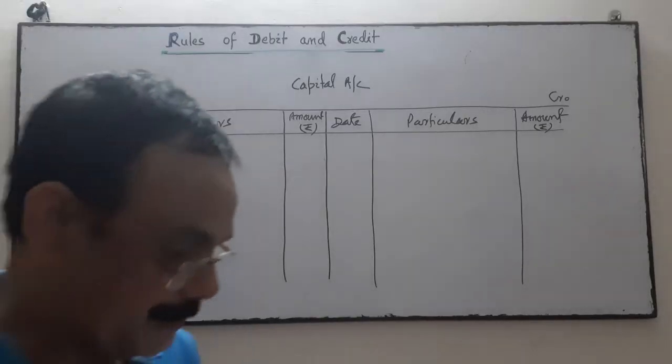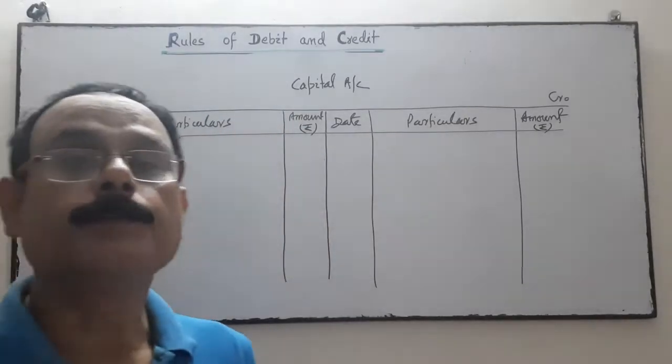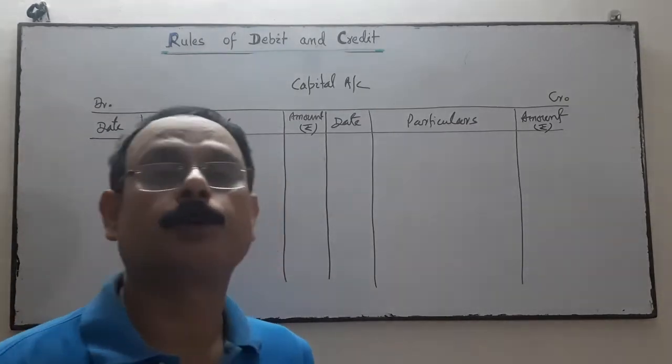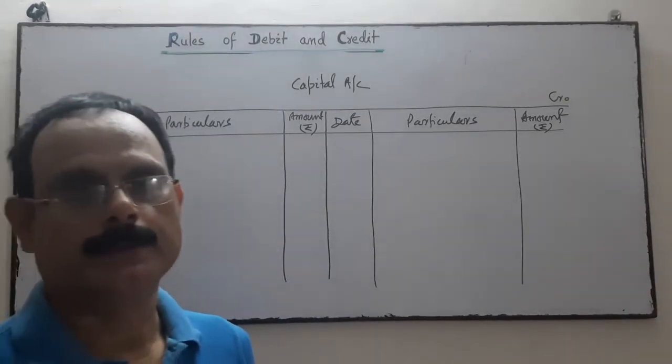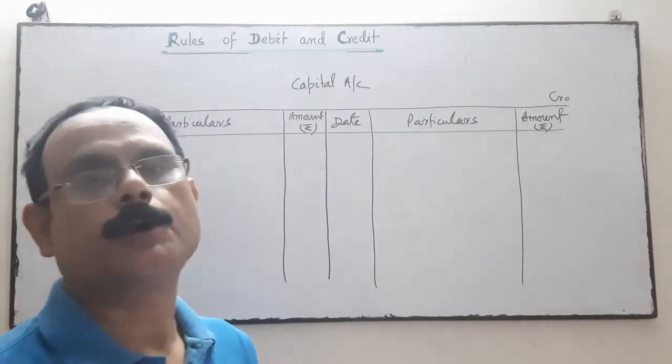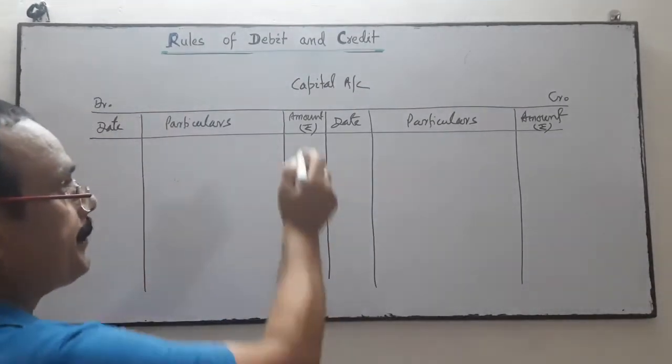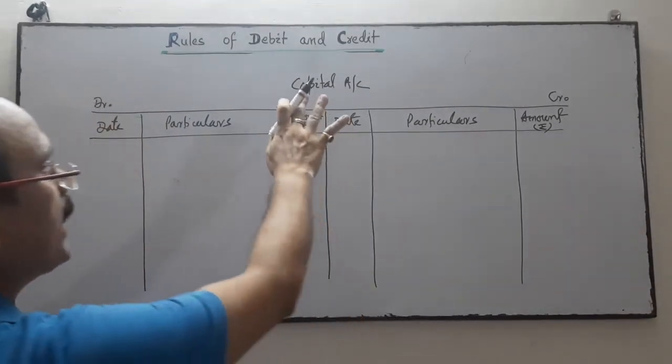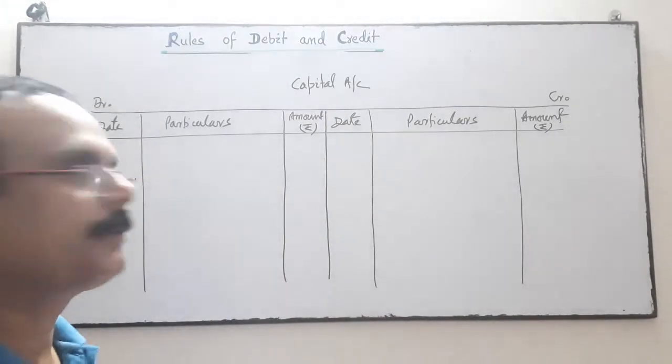Now see the next question. From the following particulars, prepare the proprietor's capital account. So we'll prepare the capital account of the proprietor. For the capital account, I have drawn the format already.